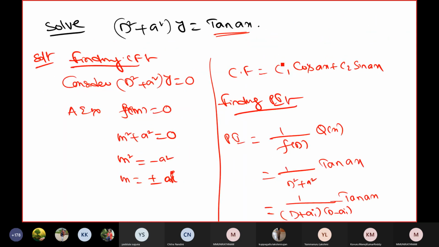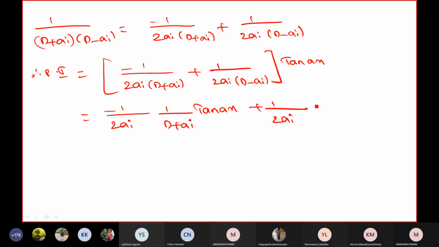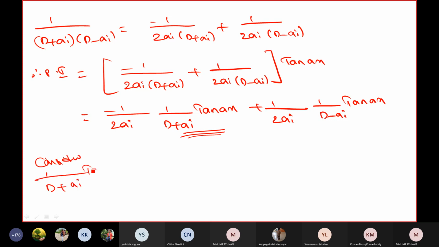What is f of x? Q of x, we have tan ax. Now let's consider this part: 1 by d plus ai into tan ax.